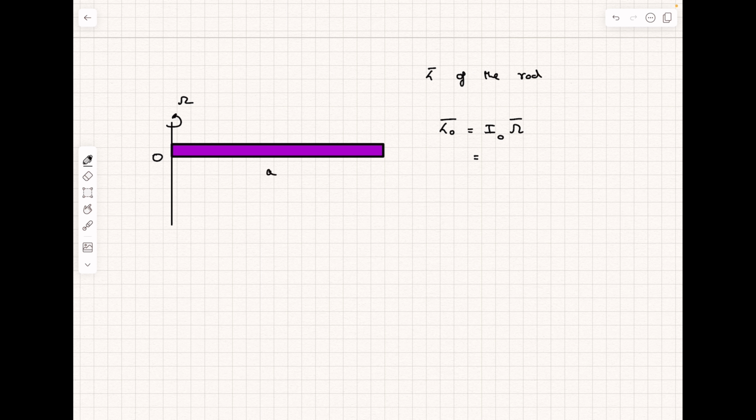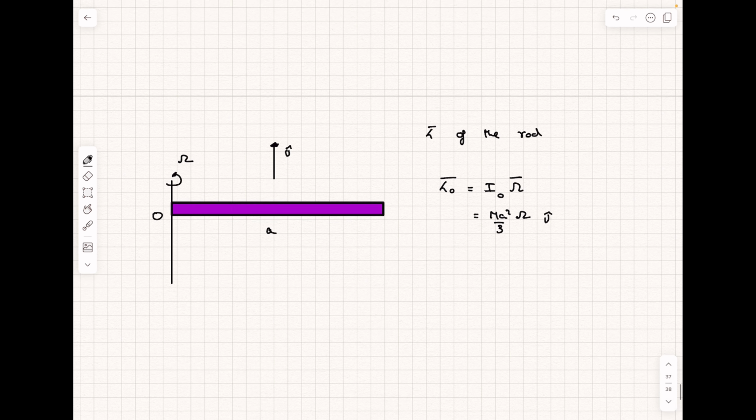In this case, the length of the rod was a. So this would be m a square by 3 times the omega vector. The direction is in the omega cap direction, or if you consider the j cap to be along the direction of omega, we can write this as j cap as well. Now let's consider the contributions due to the disk.